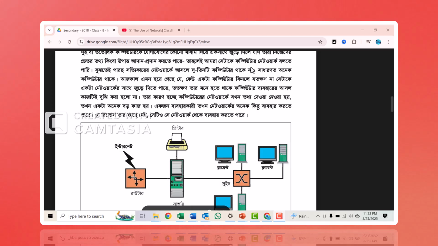Then lesson 5 internet in education. Why is the internet needed in education? The role of the internet in education: from online classes to educational videos, the internet is a big helper in learning. Examples of educational tools: websites like Khan Academy, Wikipedia, YouTube videos, online Google Classroom. These are examples of educational tools.